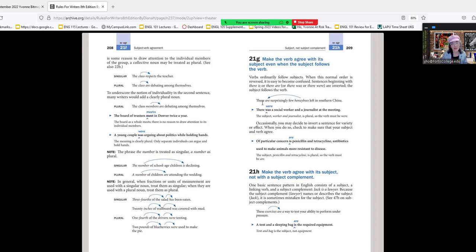And so "there" is not the subject. Honeybees is the subject. So if you have a plural subject, honeybees, then you have the plural verb "are."